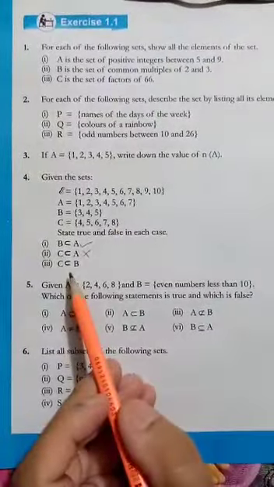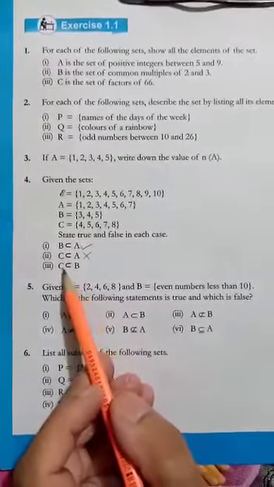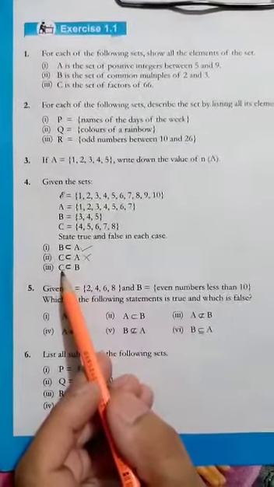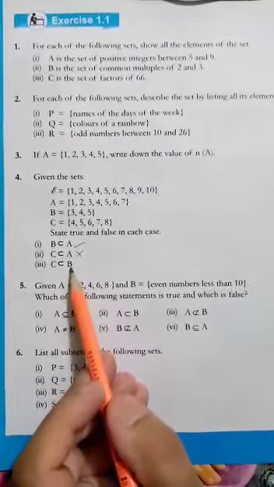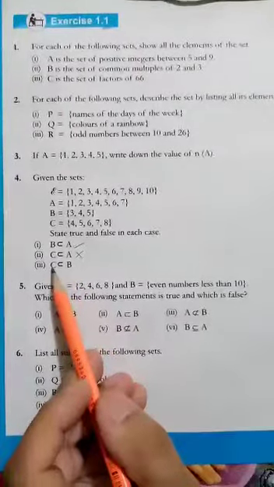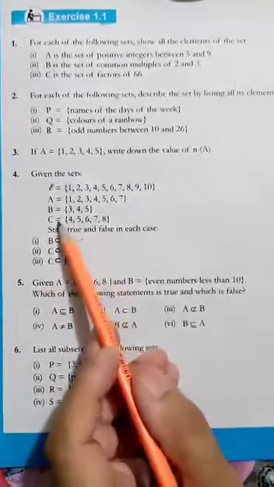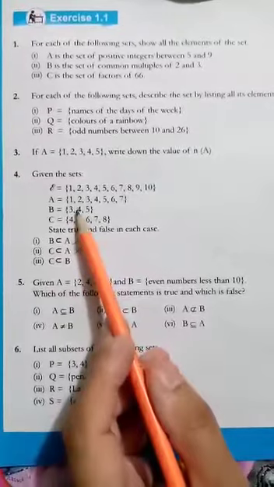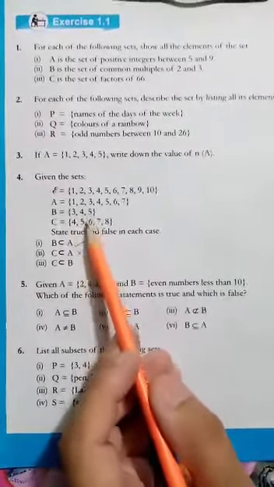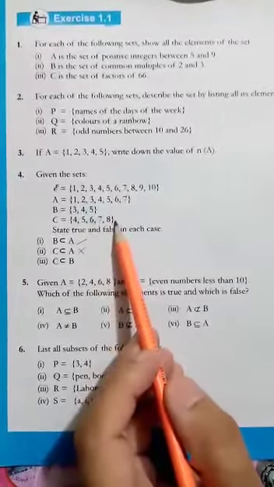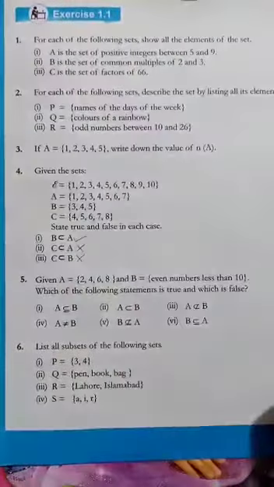The next statement is set C is a proper subset of set B. It means that all the elements of set C are present in set B, but all the elements of set B are not present in set C. Let's check it. You can see easily that all the elements of set C are not present in set B. 4 is present, 5 is present, but 6, 7, 8 are not present. So that's why this statement will also be false.